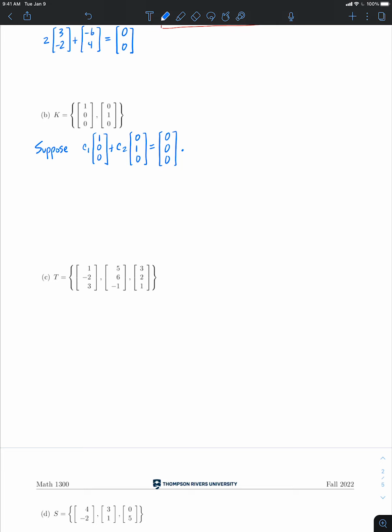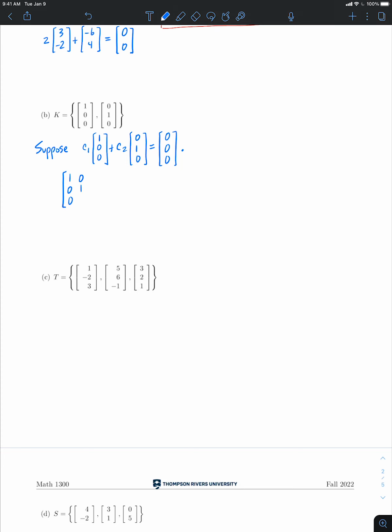From this point on, we have to be able to prove, just from this assumption, that both C1 and C2 would have to be zero. But the good news is, just follow your nose now. Turn this vector equation into an augmented matrix of a linear system, right? We know how to solve systems like this.